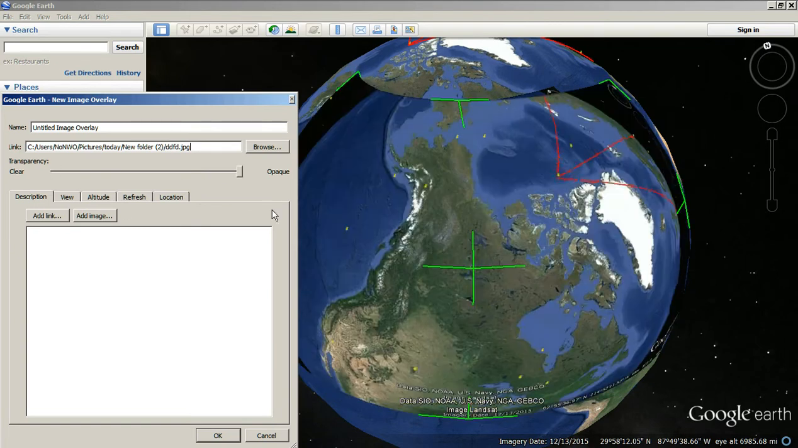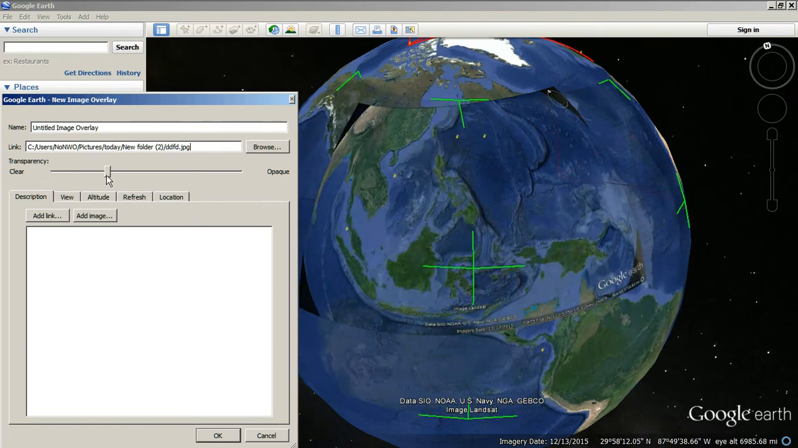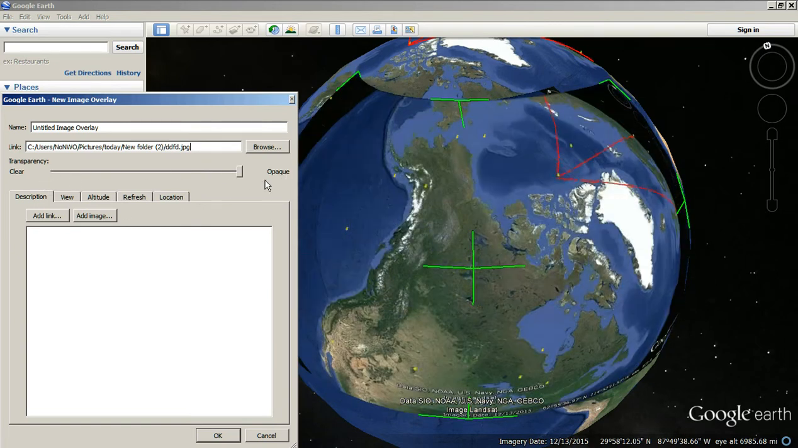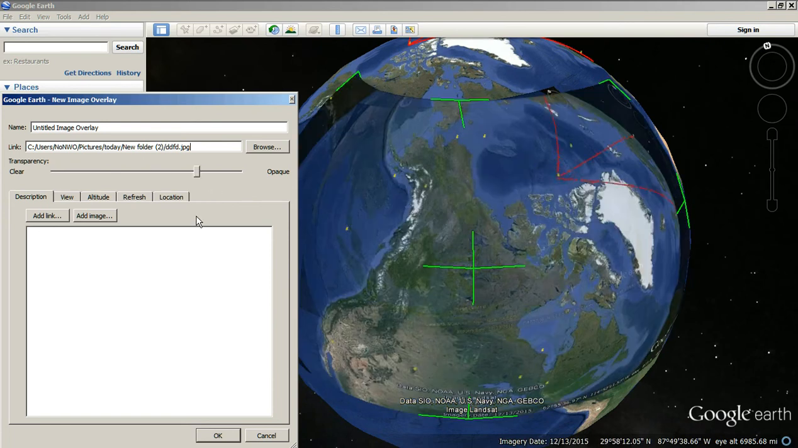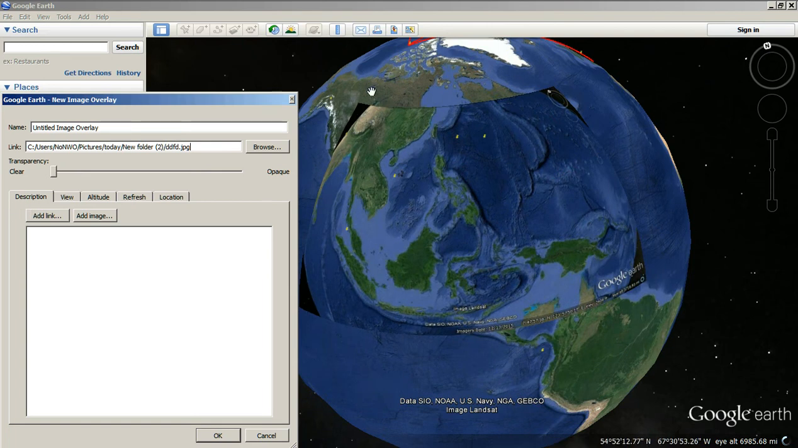Yep. East was north. This was, man, look at that. This was east, and it was north at one time. Like I said, this used to be the Arctic Circle, basically.